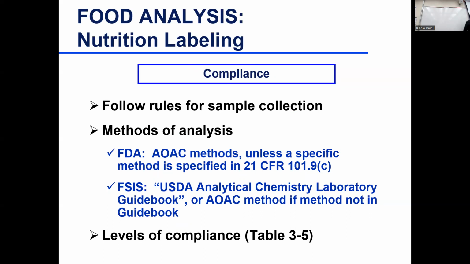Methods of analysis have to be official methods of analysis. FDA wants us to use the AOAC methods unless a different method is specified in the Code of Federal Regulations. 21 CFR section 101.9(c) talks about the different regulations for nutrition labeling pertaining to the method. Now, in terms of FSIS for meat, poultry, and egg products, they follow the USDA Analytical Chemistry Laboratory Guidebook, which has different methods specific for meat, poultry, and egg products. Or if they don't have the particular method from there, they would specify an AOAC method.